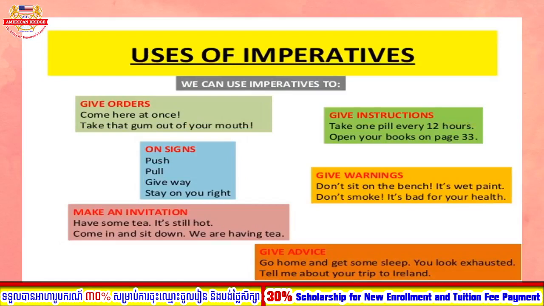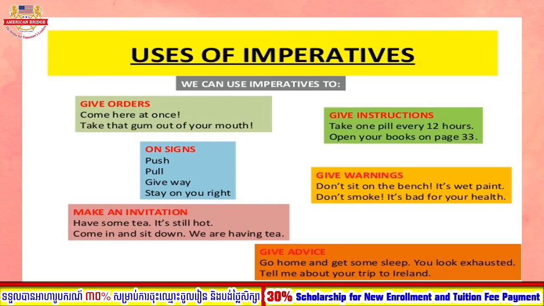This one is the use of the imperative. We can use the imperative to give orders, for example: come here at once, take that gum out of your mouth. On signs like pull, push, give way, stay on your right. Make an invitation: have some tea, it's still hot. Come in and sit down, we are having tea. Give instruction, like take one pill every 12 hours.